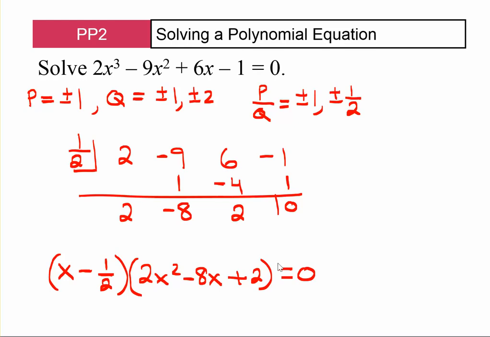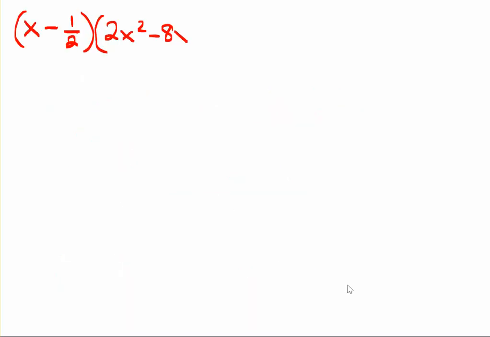All right, let me rewrite it because I'm running out of room here. Let me just write this exact same thing over here. So x minus 1/2. There it is. This one's easy to take care of. Got that. Our concentration now is this right here.